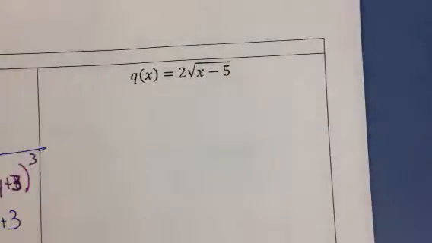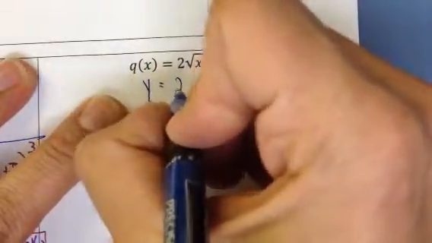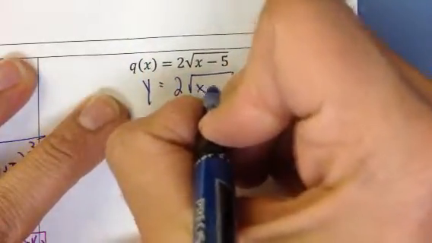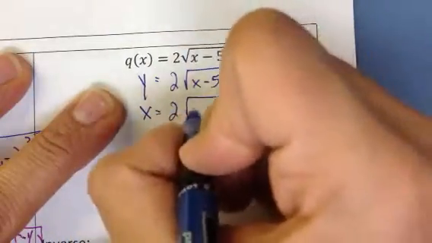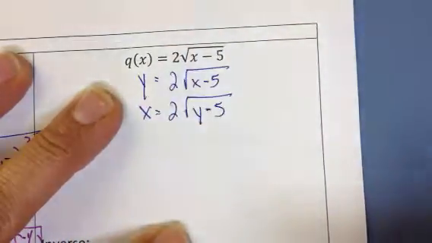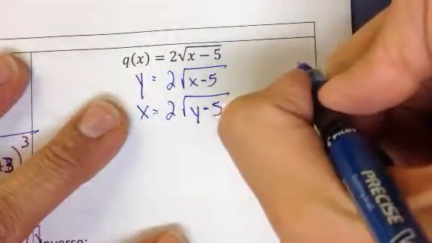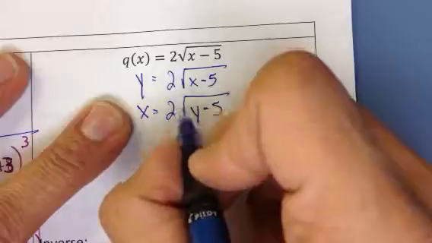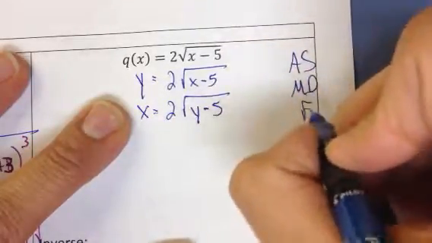All right, next one. Find the inverse. So I'm going to make this y. Then I'm going to switch x and y around. And now I'm going to get y by itself. So working backwards in the order of operations, there's no addition or subtraction except inside the radical, but I can't get to that until the radical's gone.